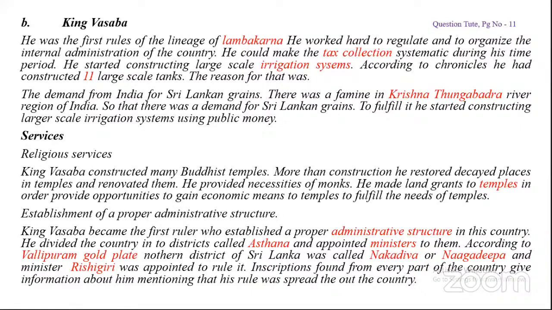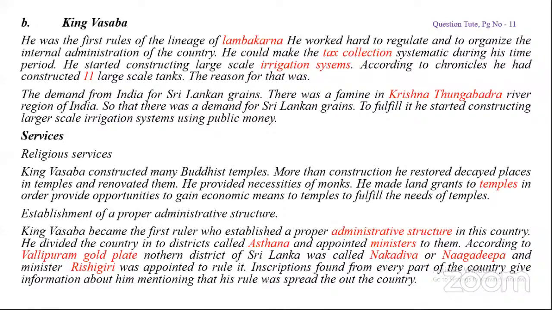King Vasabha constructed many Buddhist temples. More than construction, he restored decayed places in temples and renovated them. He provided the necessities of monks. He made land grants to temples to provide them economic means to fulfill their needs. Establishment of a proper administrative structure, that also you can write. He established a proper administrative structure.